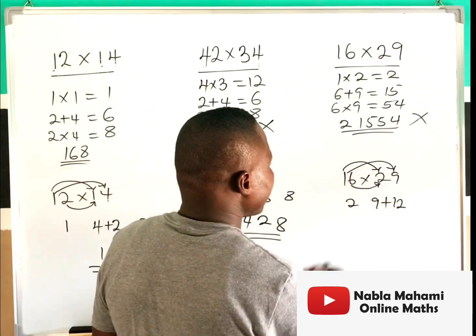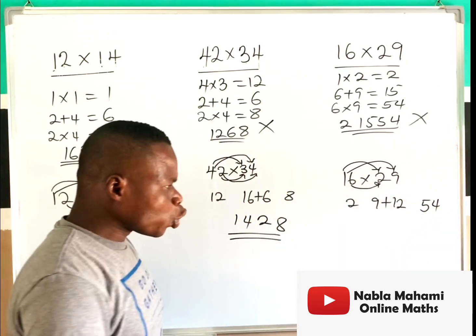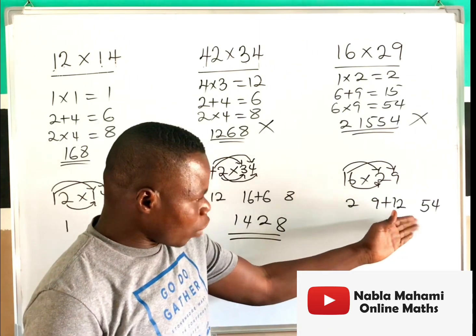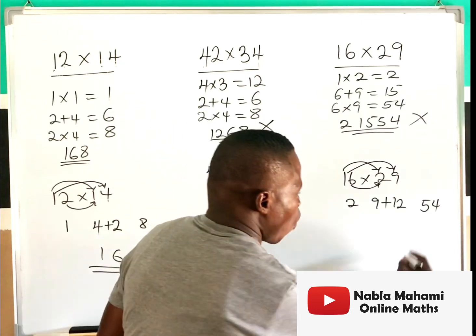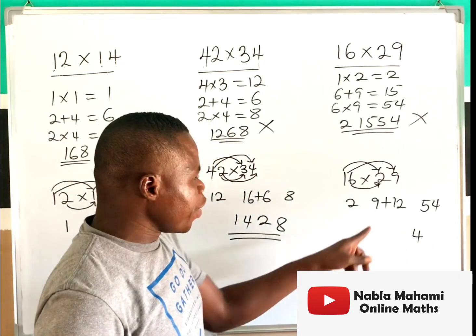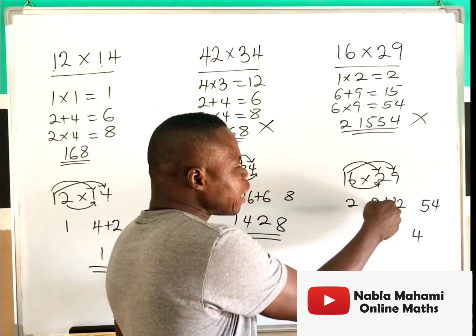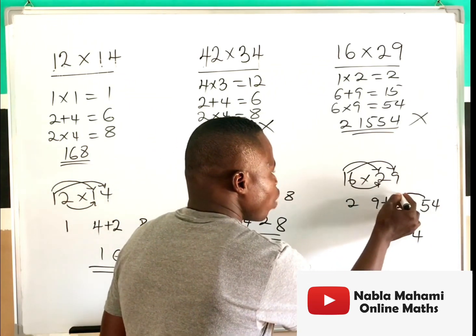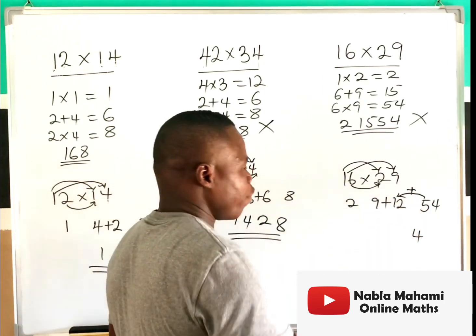Then I'll leave space and now say 6 times 9 is what? 54. So this time round, look at this place, it's 54. So what you do is you write the unit digit here, which is 4. Then come here, 9 plus 12 is 21. But we have 5 here, so we'll add this 5 to this side. So that means the number here, you are going to add it to this particular side. So if this is 21 plus 5, then that will be 26.